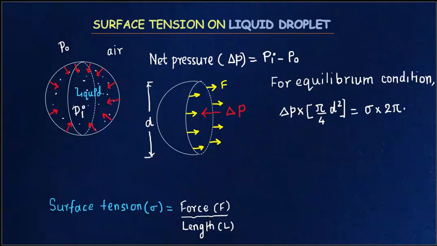r is nothing but d by 2, friends. So 2 pi r means 2 pi times d by 2. Simply we can take it as pi into d. If you see, the 2 will get cancelled out, so it is pi d only. So if I equate these equations, I'll be able to get the expression of sigma. Now if you see here, d square will be cancelled by d, one d will be remaining here, friends.